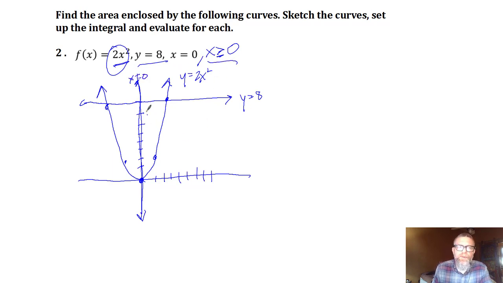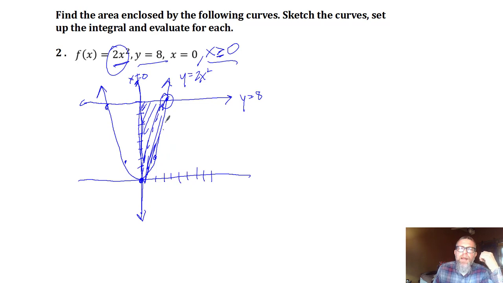And since x is greater than or equal to 0, we're just going to be looking at this area over here. Now, you can easily see that we're starting at 0. Our integral is going to start at 0. But what is this value right here? Now, if you did your graph correctly, you can easily see that this is going to be 2.